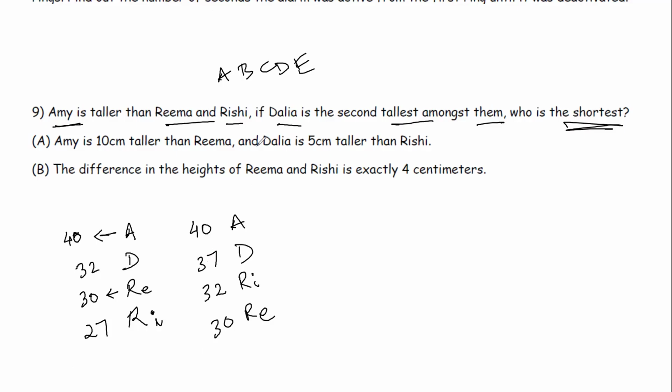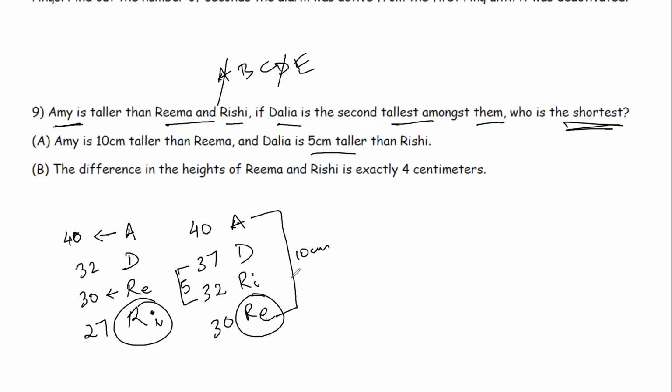From statement A, I've made sure that there's a 10 centimeter gap between Amy and Rima, and a 5 centimeter gap between Dahlia and Rishi, as given out here. Correct. So the shortest could be Rima also, and the shortest could be Rishi also. I can have two arrangements out here. They both work out fine. So does A answer? No. A is out. I've just shown you with numbers.